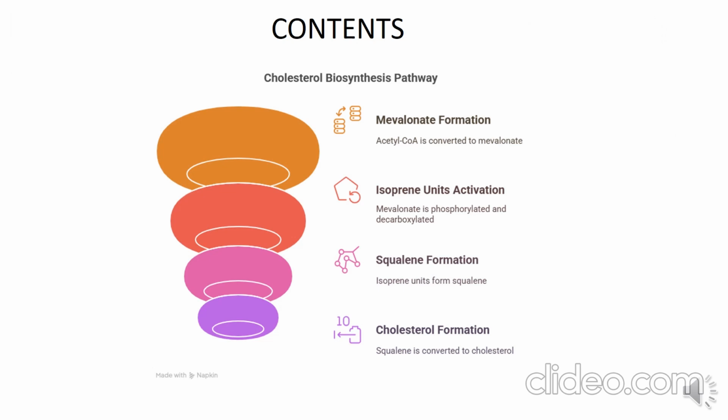In today's session, the contents of the cholesterol biosynthesis pathway were explained under different categories, namely mevalonate formation, isoprene units activation, squalene formation, and finally cholesterol formation. A precise and brief description was given of how acetyl-CoA is converted to mevalonate, how mevalonate is phosphorylated and decarboxylated, how the isoprene units form squalene, and finally how squalene is converted to cholesterol.